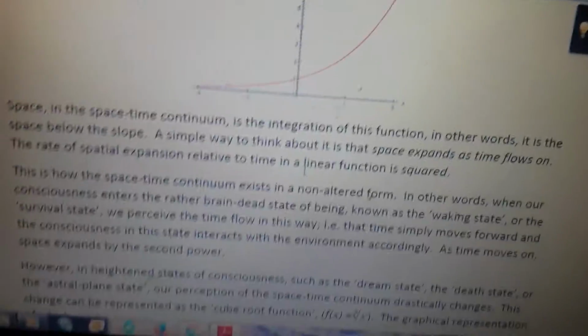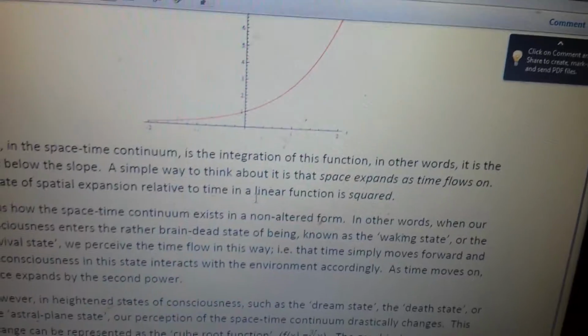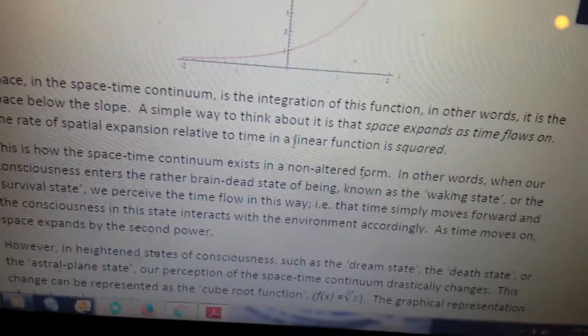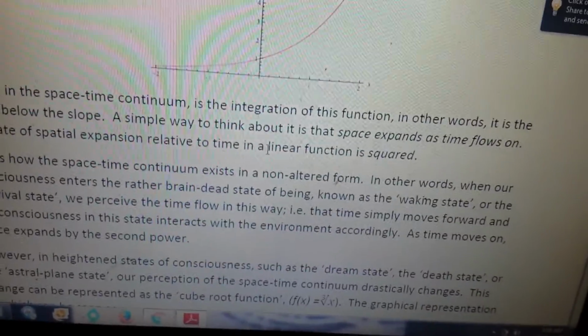Okay? So that's what we've determined here by this math. The shape is squared. So the space that's created is squared. That's how you represent the space created by time. You square it.